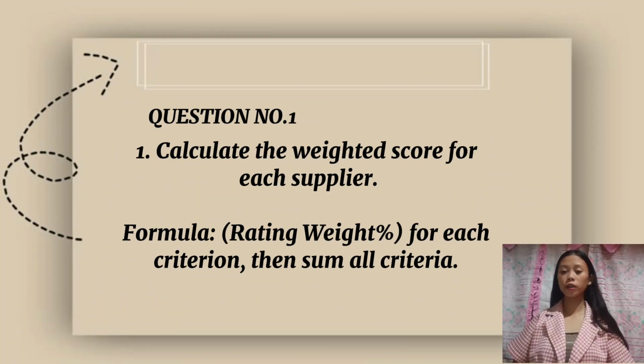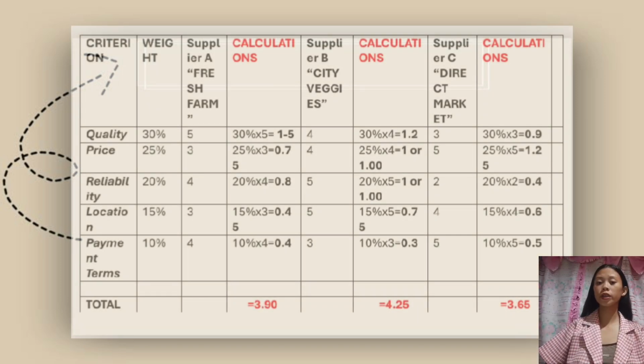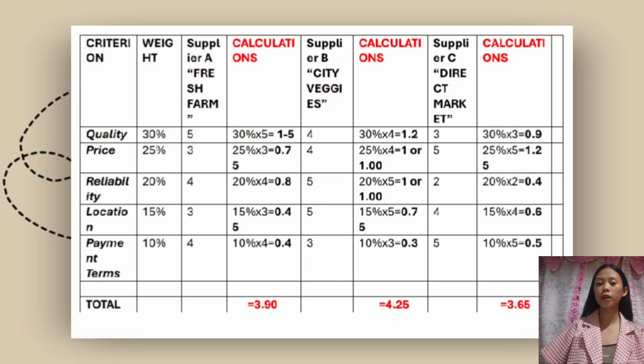So let's calculate the weighted percentage score for each supplier. Let's use the formula of rating times weight percentage for each criterion, then sum all criteria. So we have here supplier A, Fresh Farm, supplier B, City Veggies, and supplier C, Market Direct. So we have to calculate all of this.